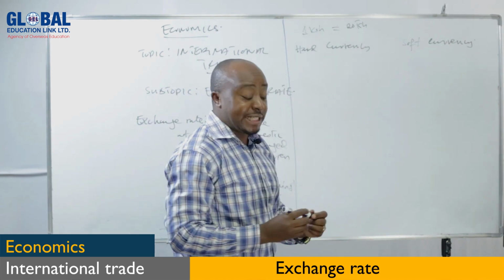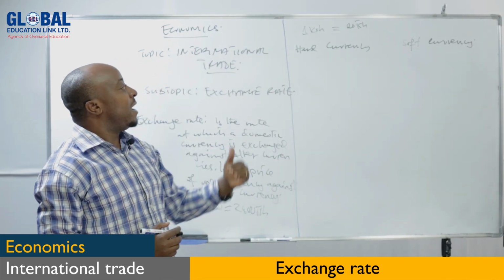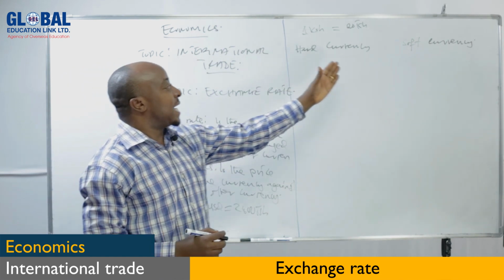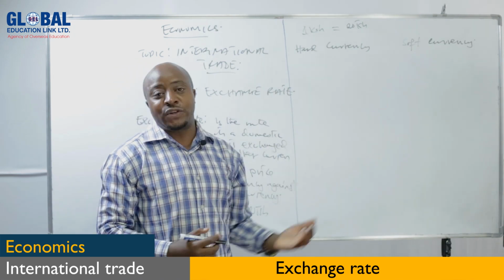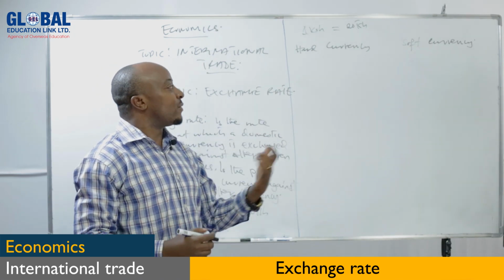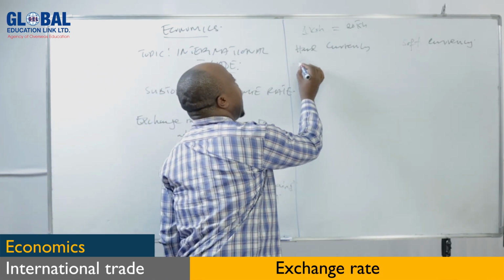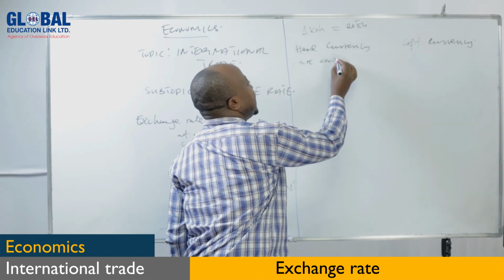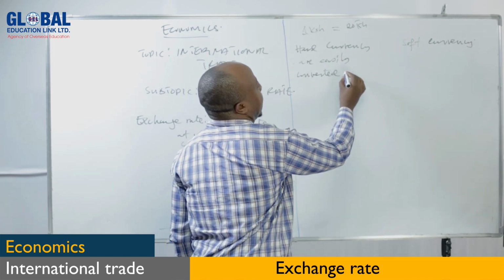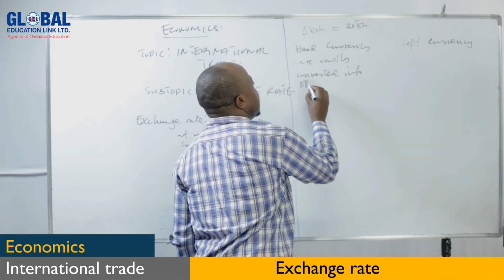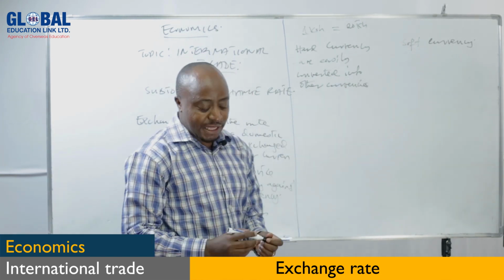I said in exchange rates, or in exchanging money from one form to another, or buying one money and another, we have two forms of currency which can be considered. We have the so-called hard currency, and we have the so-called soft currency. Now, when we say hard currency, what does it mean? It means hard currencies are those currencies which are easily converted into other currencies.